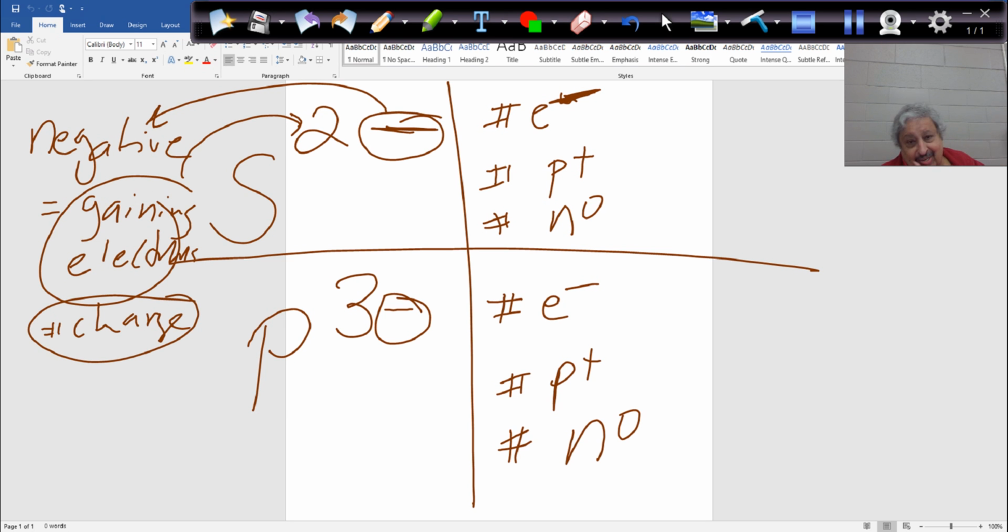Okay, so now let's look at sulfur here. It says in the periodic table, not in the book, 16 atomic number and 32.05 here.